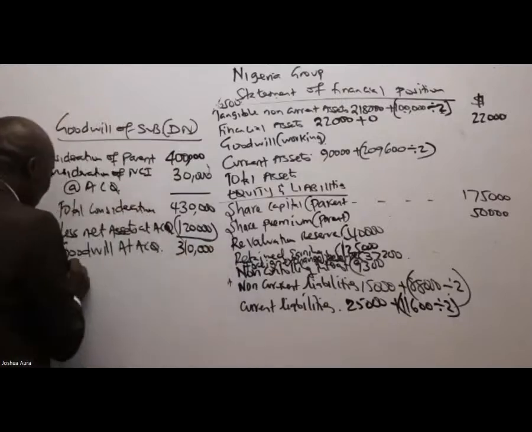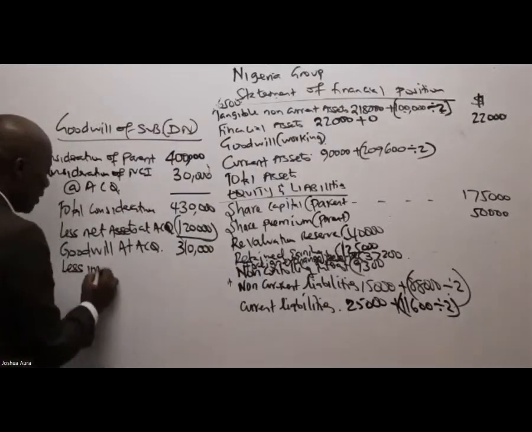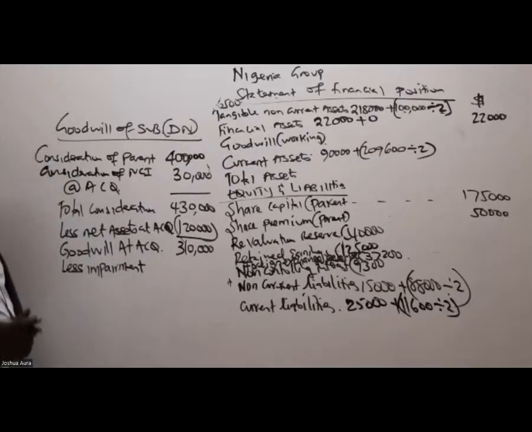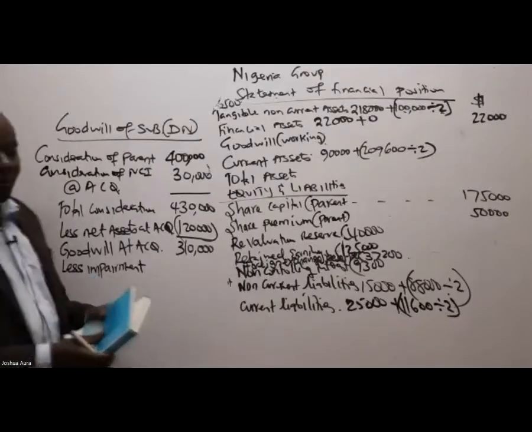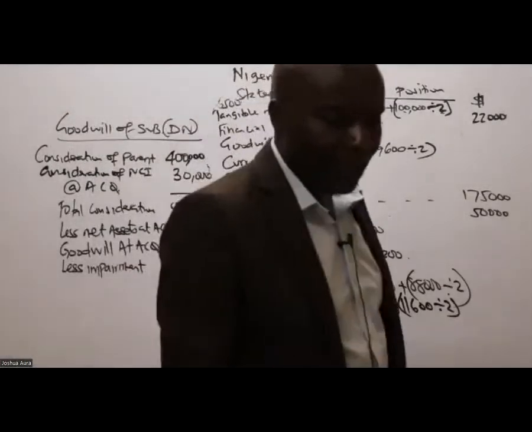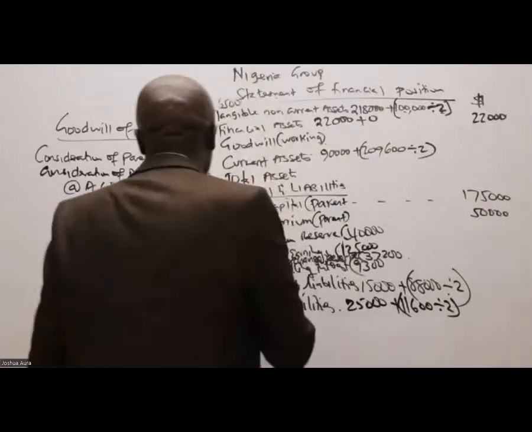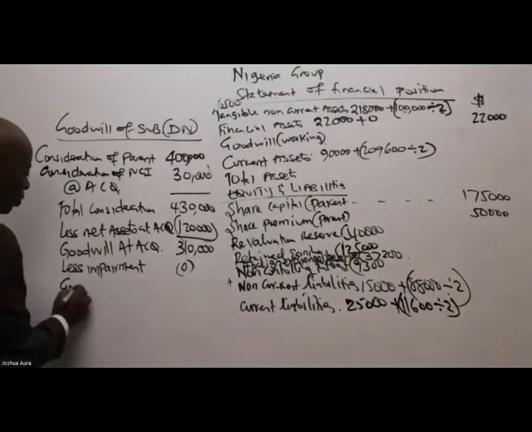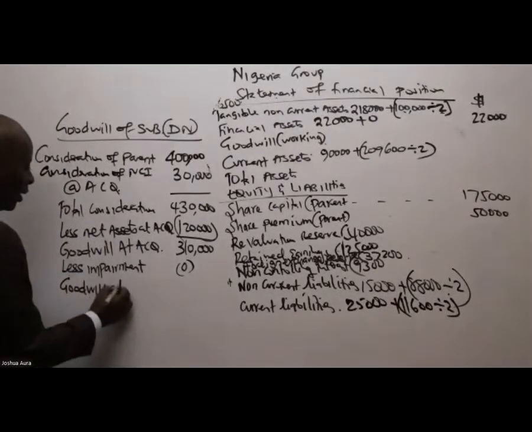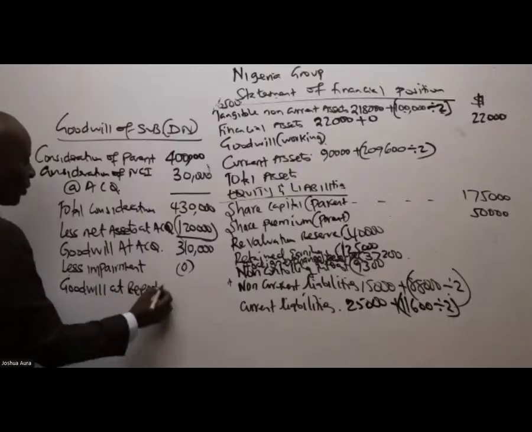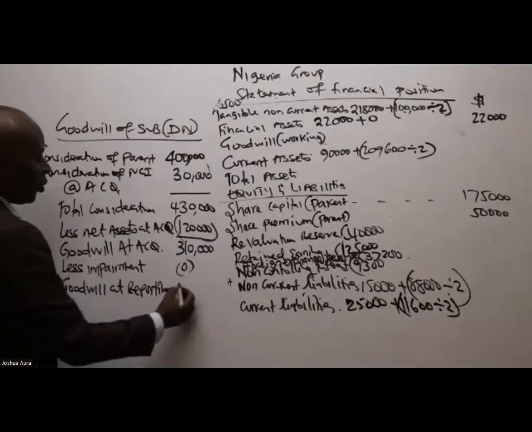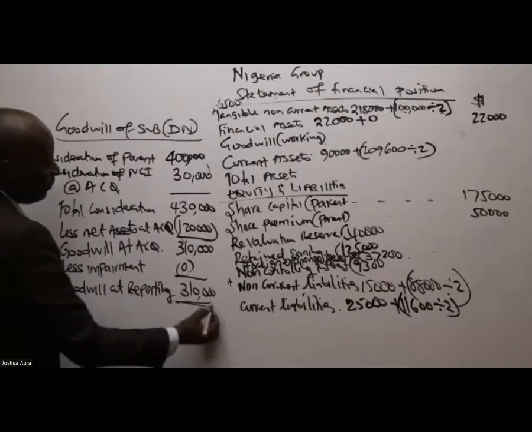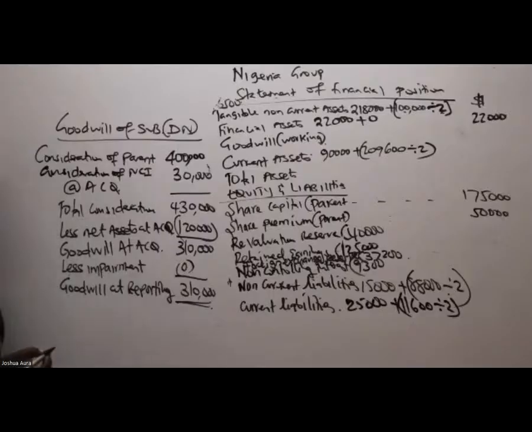So less any impairment. Are you able to see any impairment? Have they given us any policy regarding impairment? No impairment, isn't it? So impairment is 0. And then when you subtract, we get goodwill at reporting, which basically will be 310,000.